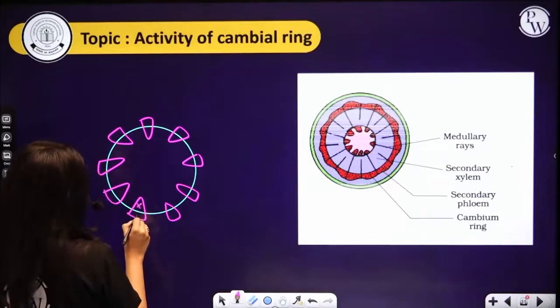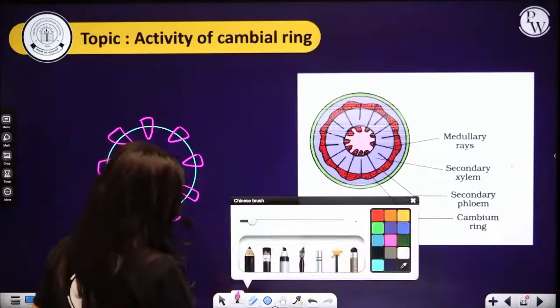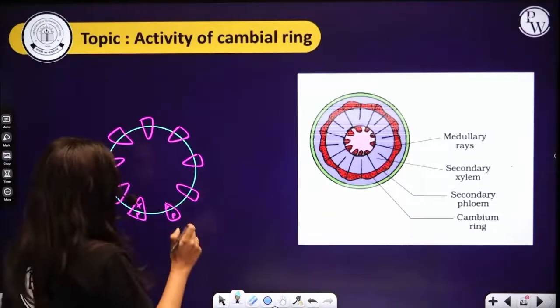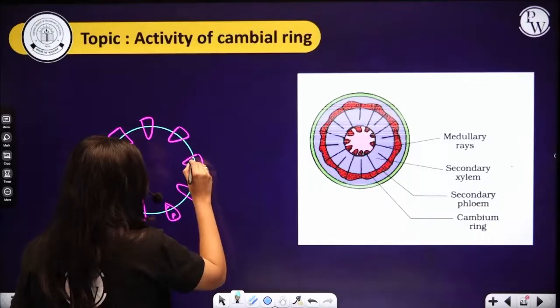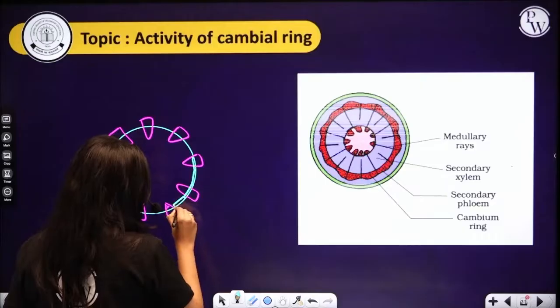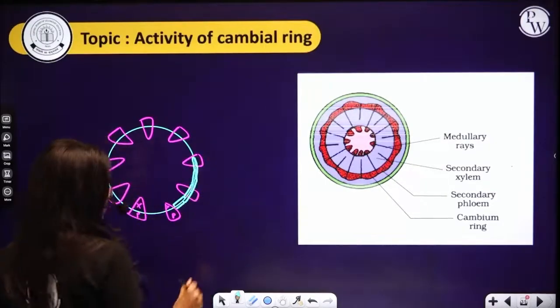So there's xylem inside, phloem outside, xylem inside, phloem outside. Okay, so this vascular bundle will have this cambial ring. The cambial ring will have somewhat rectangular cells present in it. Okay, so it's a thin strip of cells present like this. Throughout the cambium, you will have cells like this.